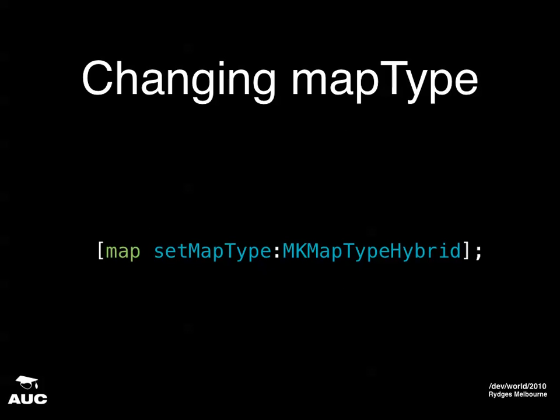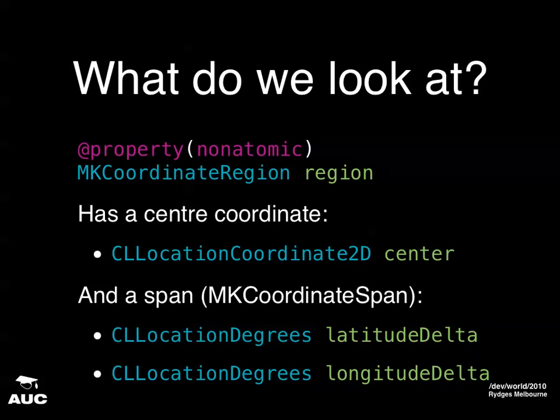So how would you actually change that? It's just a property, so just set mapType and pick one of them. In this case, I've obviously called my map view map. It's pretty easy. So what do we actually look at? Well, there's a property inside our map view called region, of type MKCoordinateRegion. What exactly is that?